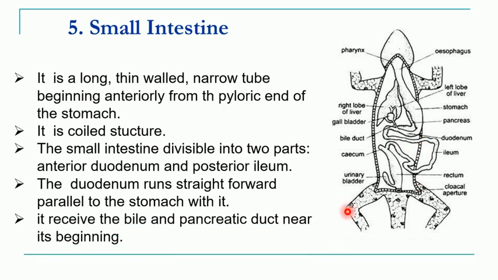and this duodenum part receives two ducts, that is the bile duct and pancreatic duct, at its beginning. So you can see here the gallbladder, which is one of the glands, and the ducts from this gallbladder are attached to the duodenum. Similarly, the duct of the pancreas, which is a digestive gland, also joins to the anterior part of the pancreas.